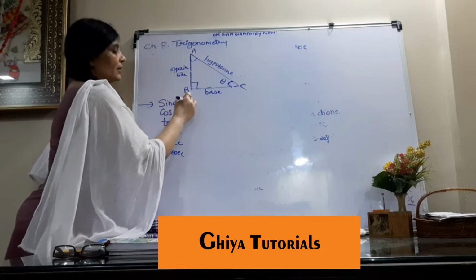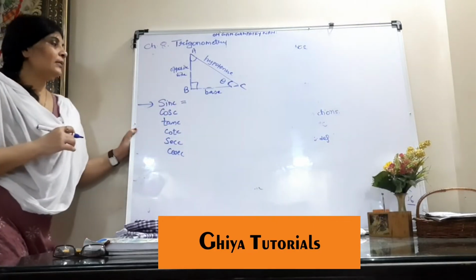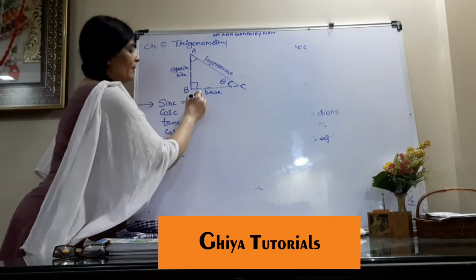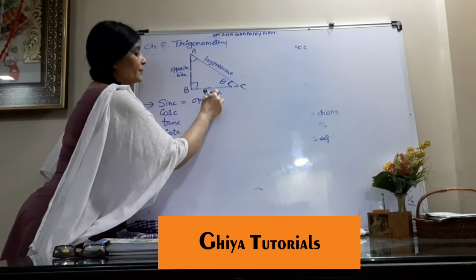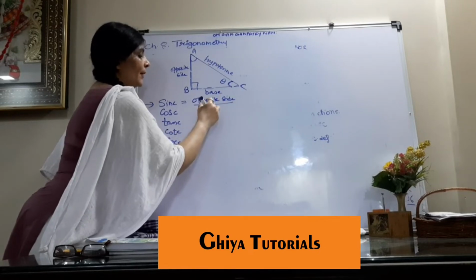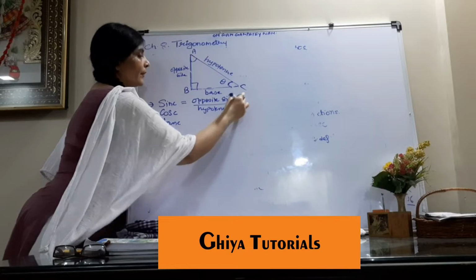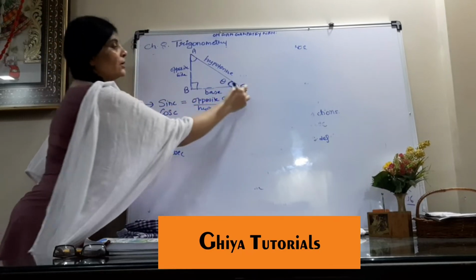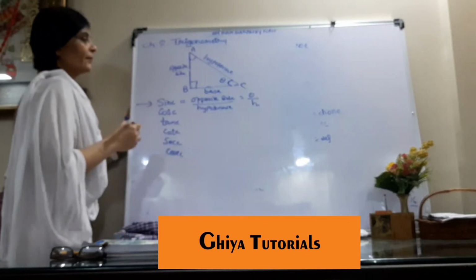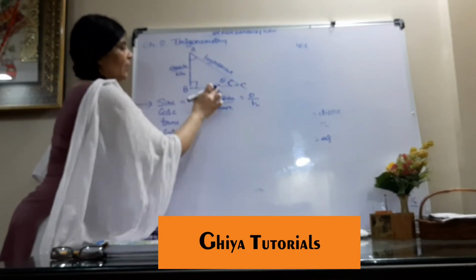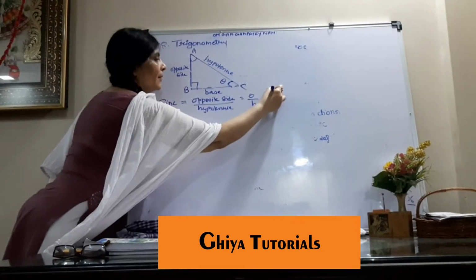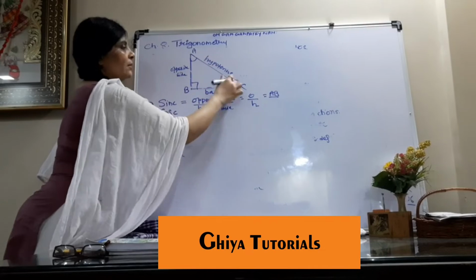So what is sine C? Whenever you want to find sine theta, or sine of an angle, you have to remember it is nothing but opposite side upon hypotenuse. Opposite side is denoted by O, hypotenuse by H. Here for this triangle, for angle C, the opposite side is AB, hypotenuse AC.